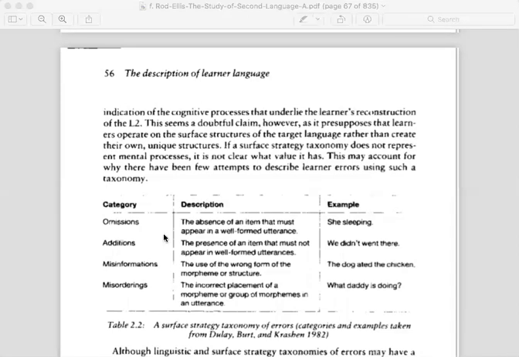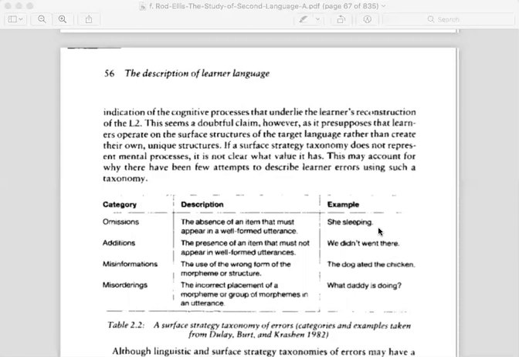One is the error of omission, and omission means when there is an absence of an item. For instance, I done it, right? So an auxiliary like have has been omitted here. I have done it. Instead, the learner produces this structure, I done it. Or here, as you can see in the example, she's sleeping. So is missing here. So omission refers to the absence of an item that must appear in a well-formed utterance.